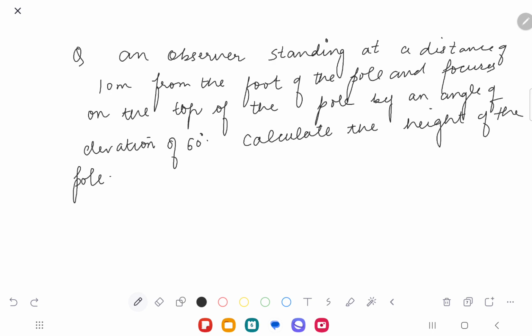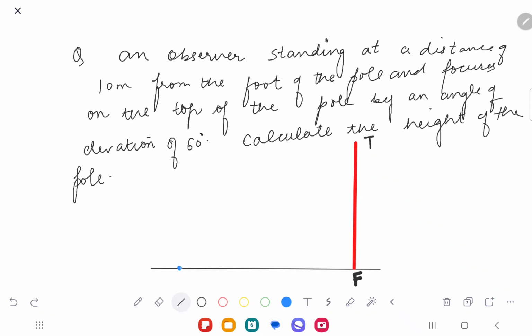Now let's make a diagram for this. It says there's a person. The person's height is nowhere mentioned in the question, so the observer for me would be a point observer. And there is a pole whose top the person is trying to focus on. So this is the pole, the red pole. Here I would have the foot of the pole, and here I would have the top of the pole. And this blue observer is actually trying to focus at the top.